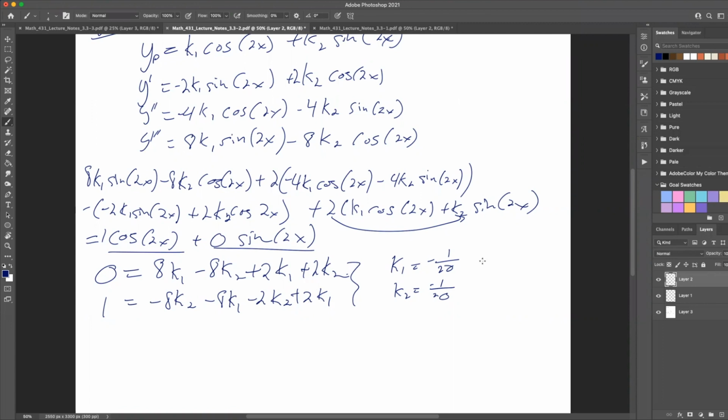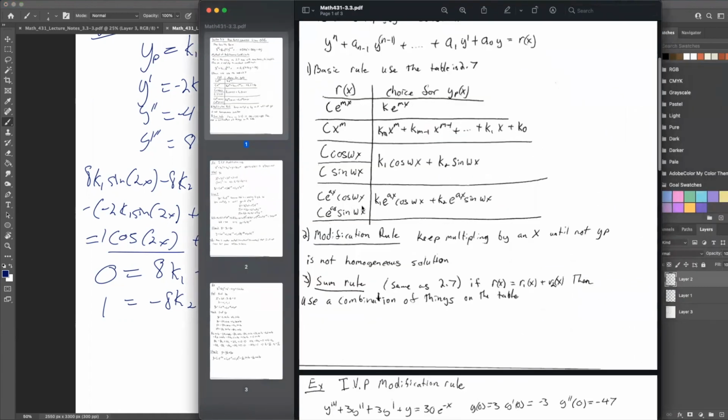Let me look up something real quick. I think my notes are wrong, or at least my answers to my notes are wrong. Hold on. Let me go back. I'm going to go back to an older set of notes. When did I originally do this problem before I typed it all up? Ta-da. Here's the handwritten. All right.